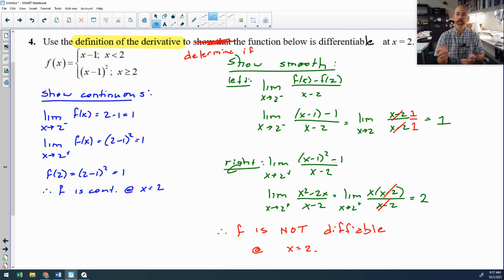So there we go. So there's proving differentiability using both shortcuts and with the limit approach, and hopefully that made some sense for you.